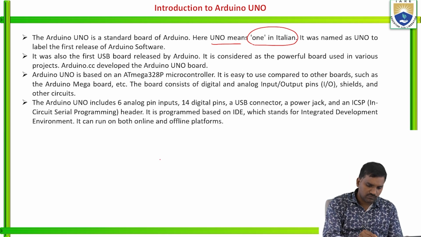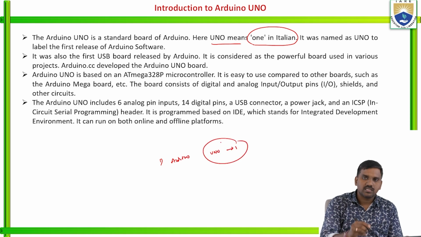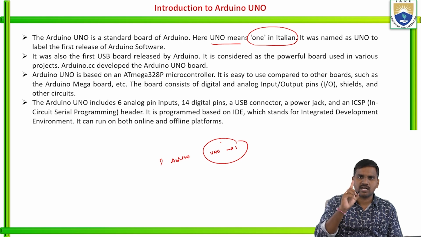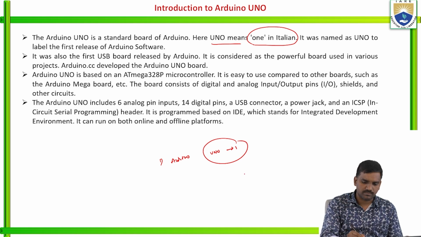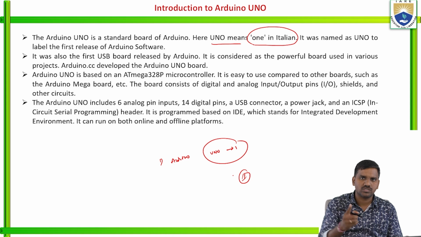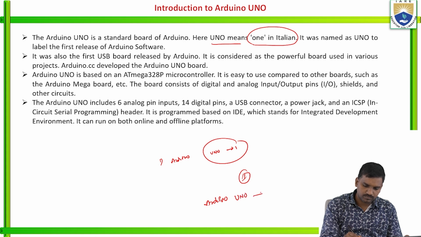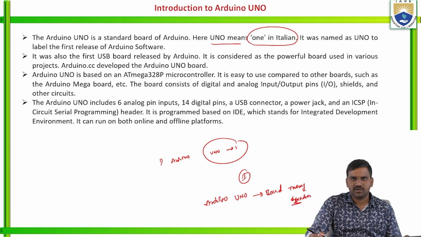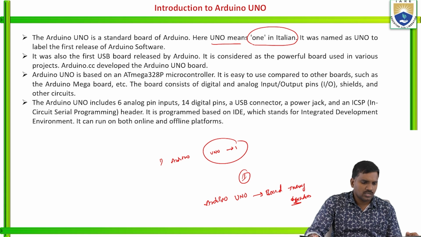Here we have different types of Arduino boards. Uno means one. The first kind of Arduino board is called Arduino Uno. Uno is nothing but number one in the Italian language. That's why it is called the Arduino Uno board. It is used for many applications, like I mentioned in the slide. This is the main purpose of Arduino Uno. Why is it called Arduino Uno?